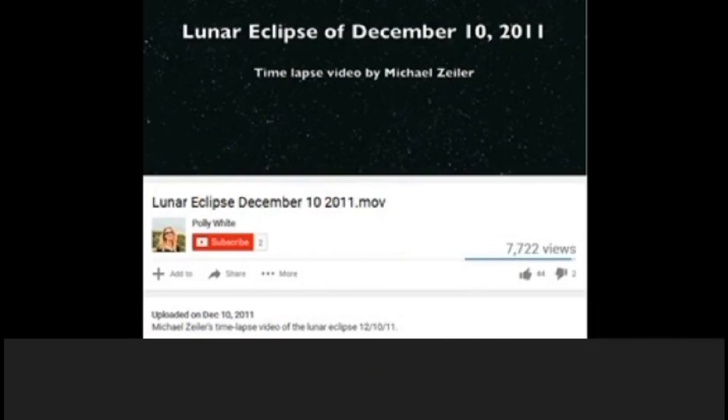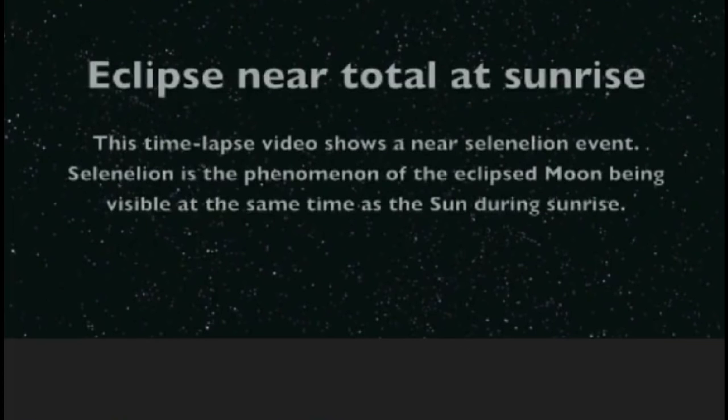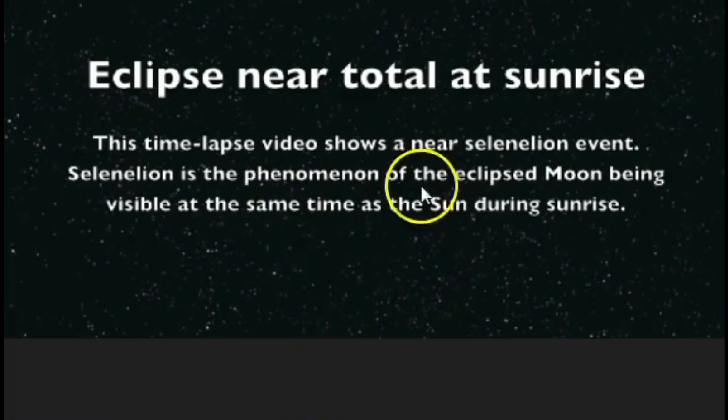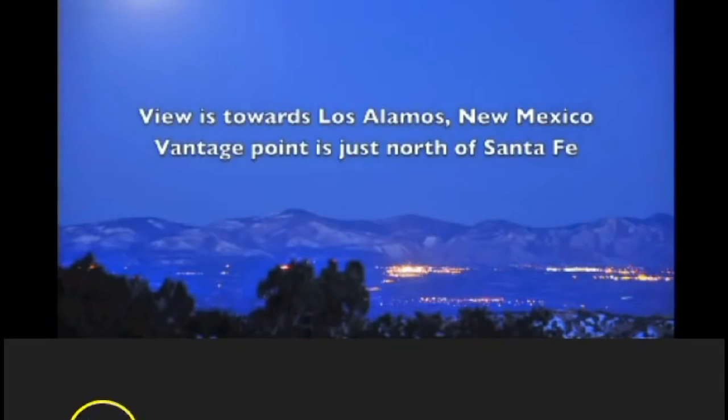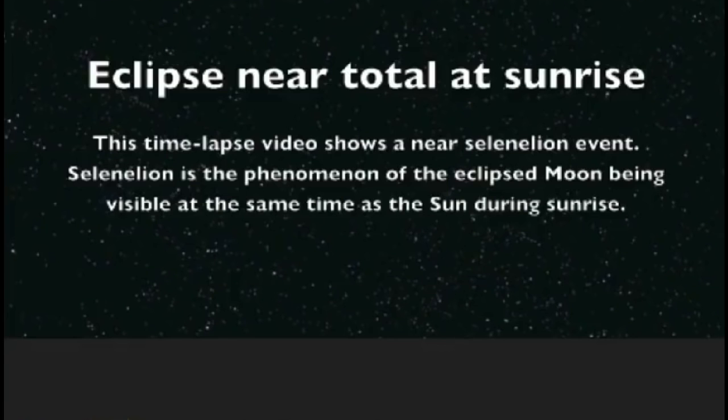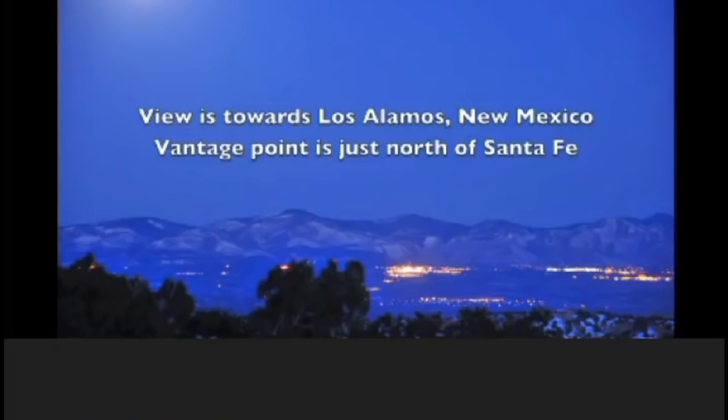Okay, let's take a look at the actual footage itself. Start from the very beginning. Talks about the phenomenon of this eclipse. Let me back up a little bit. Let me pause here. It talks about the phenomenon of this eclipse. It's called the Selenian event. Now let's take a look. Go to this part right here.